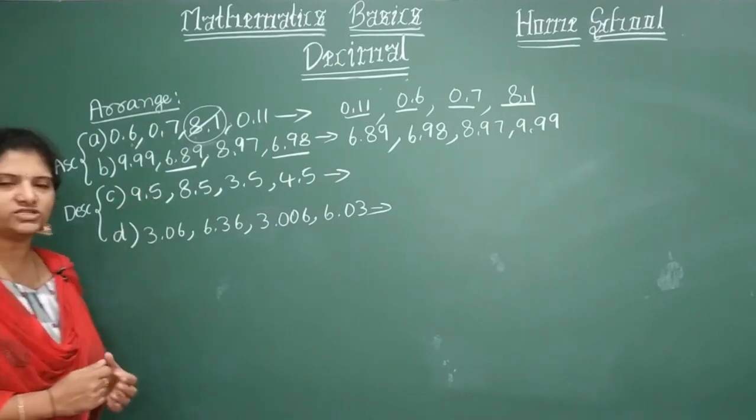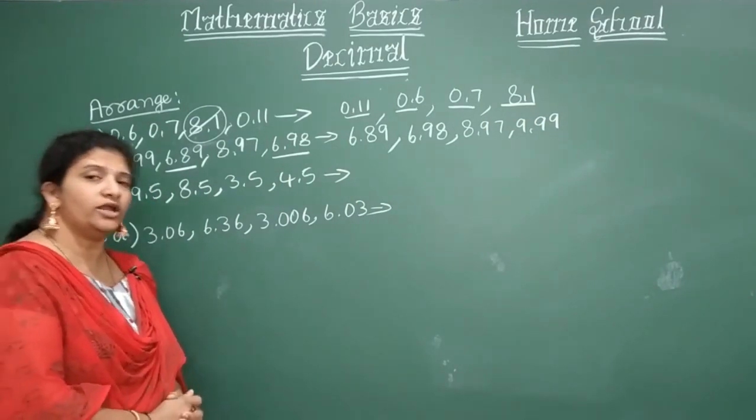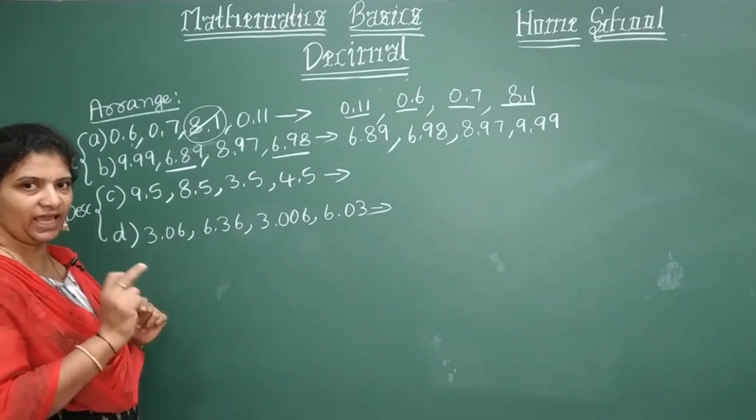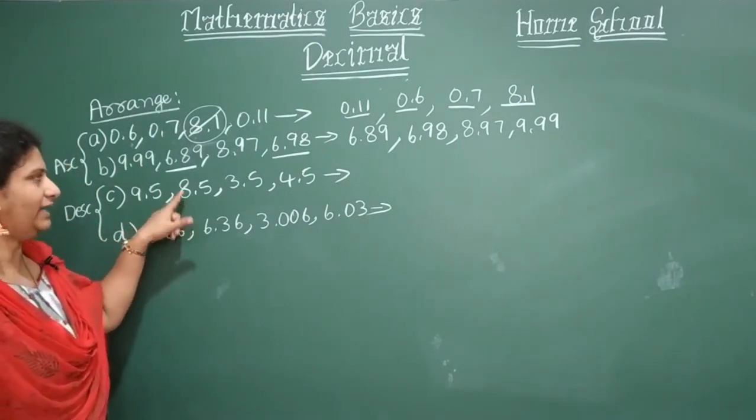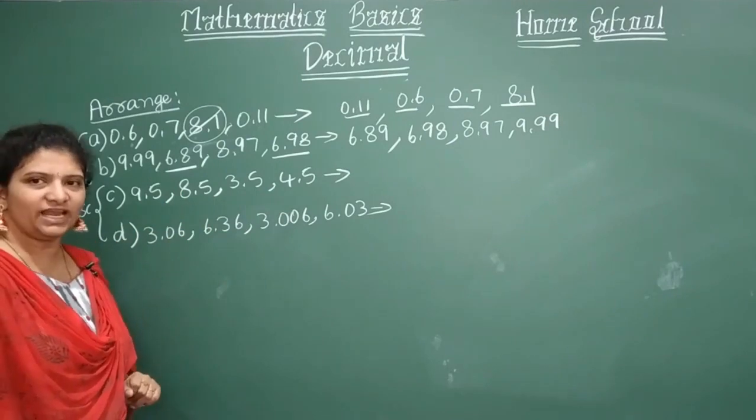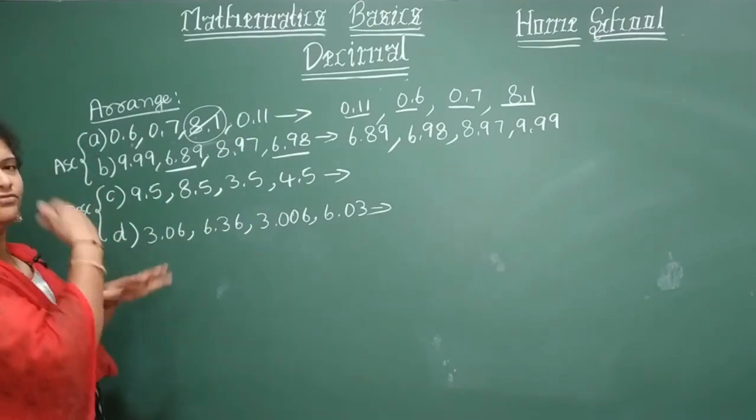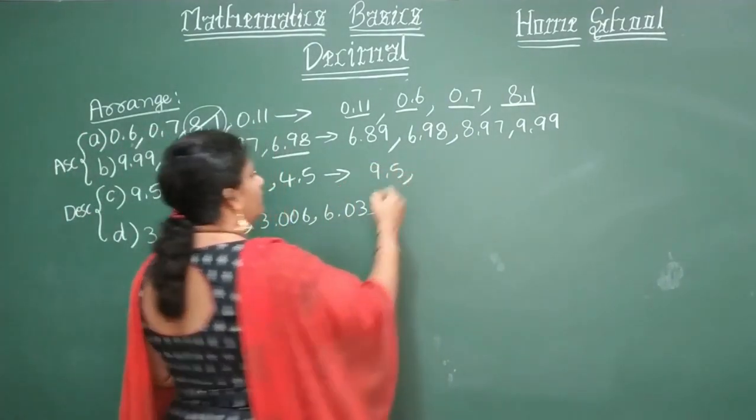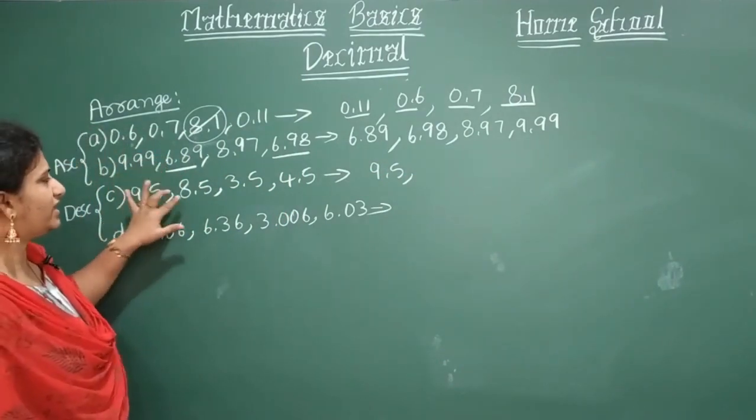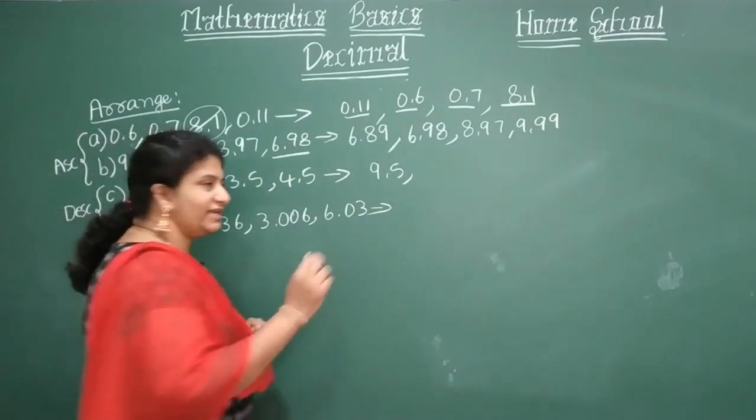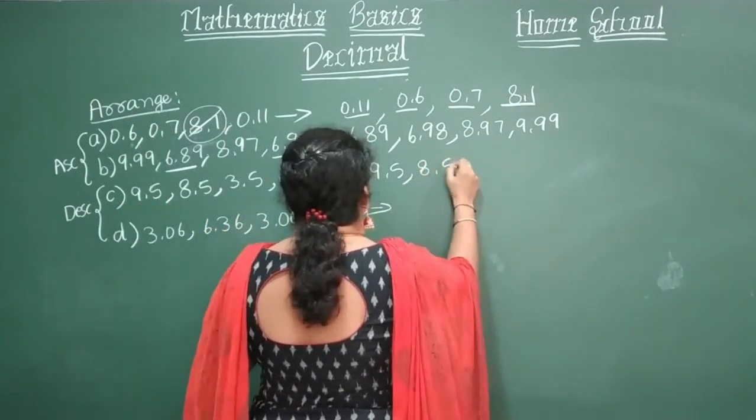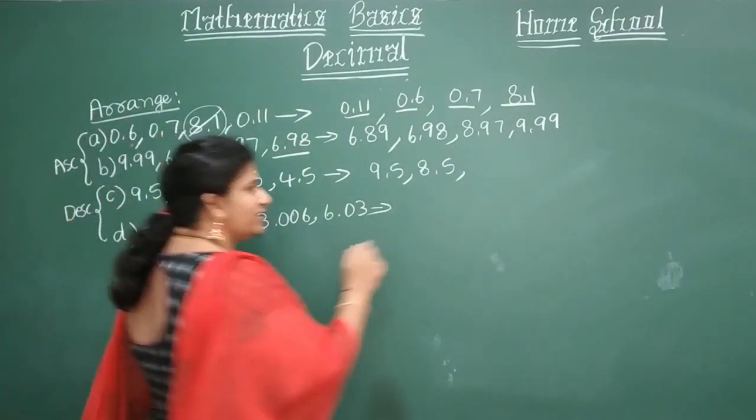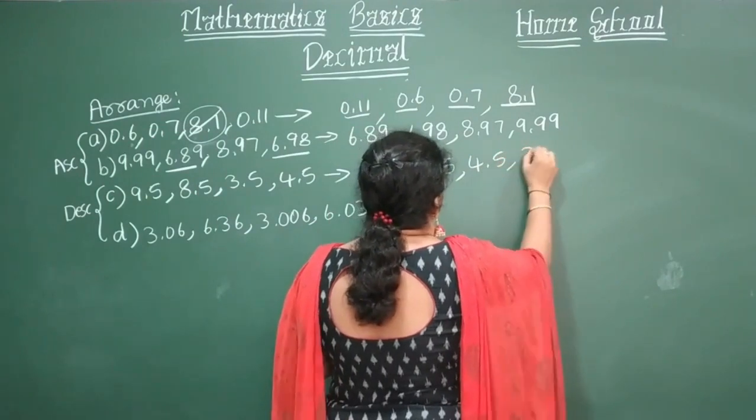Now coming to the next two questions, the descending order. Descending order means what children? From big to small. Okay, now observe the whole numbers again. 9, 8, 3, 4. Which is greater? 9 is greater. So no need of going for the decimal place. Directly you can write here 9.5. After 9.5, which is greater children? 8, 3, 4. Which is greater? 8 is greater. So 8.5. Then 3.5 and 4.5, which is greater? 4.5 is greater. Next 3.5.